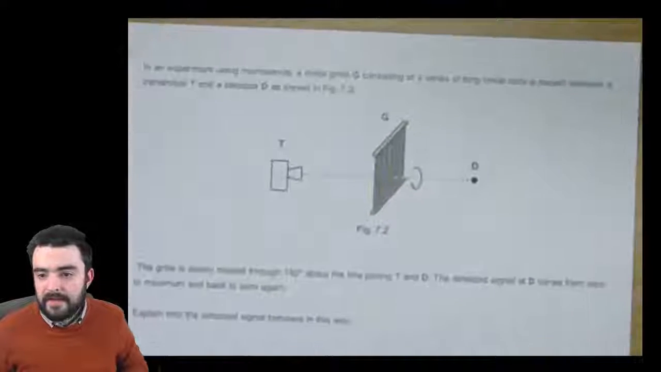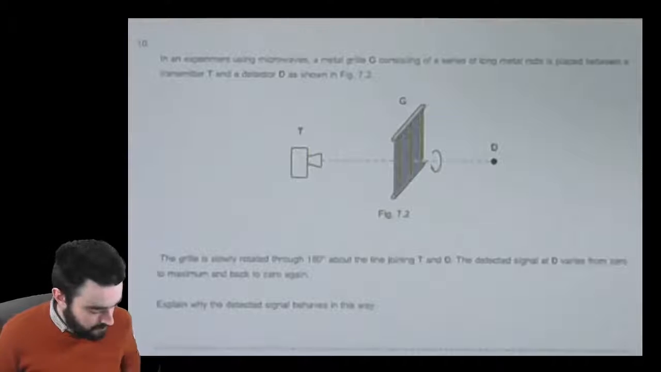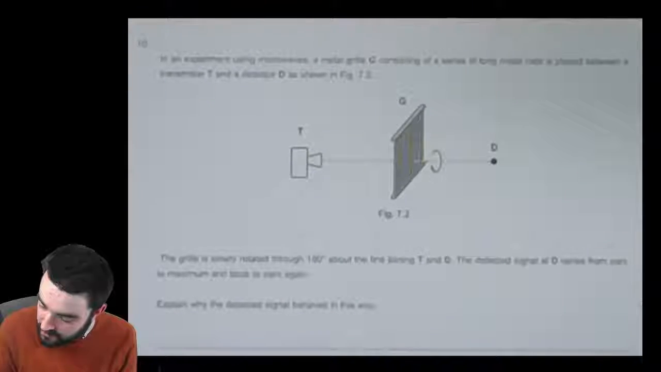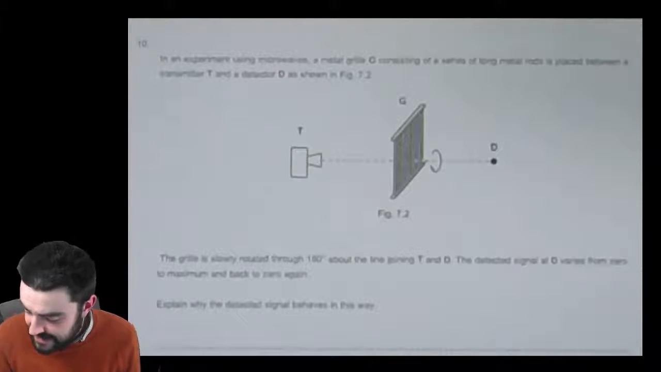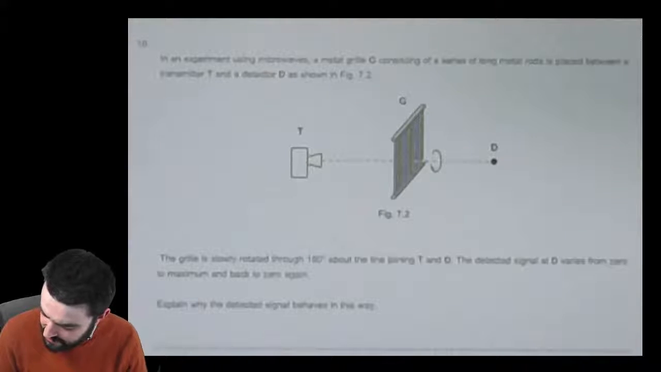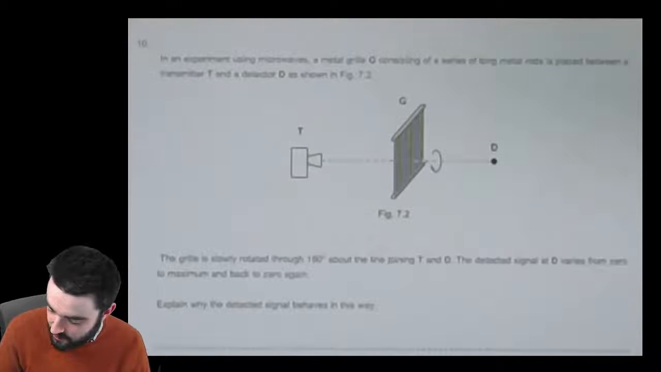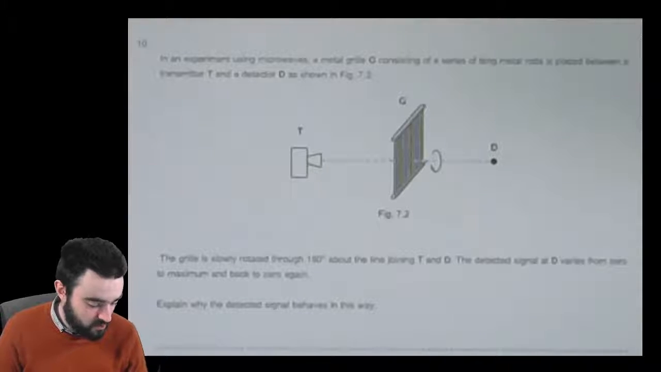Okay. This next question is also about polarization. In an experiment using microwaves, a metal grill G consisting of a series of long metal rods is placed between a transmitter T and detector D. The grill is slowly rotated through 180 degrees about the line joining T and D. The detected signal at D varies from 0 to maximum and back to 0. Explain why the detected signal behaves in this way.